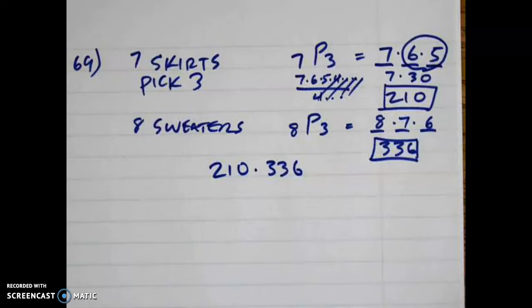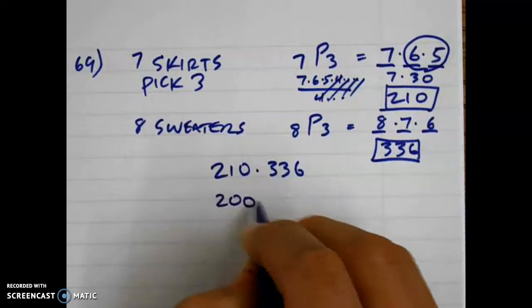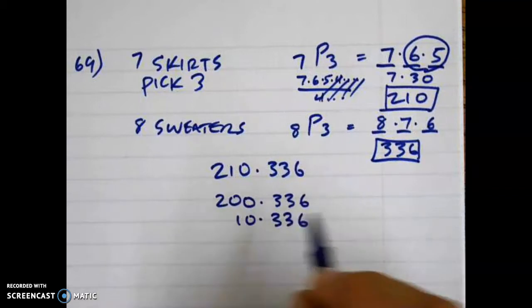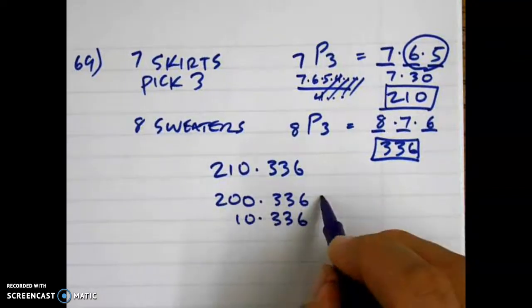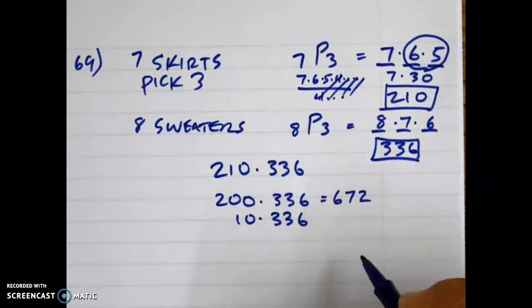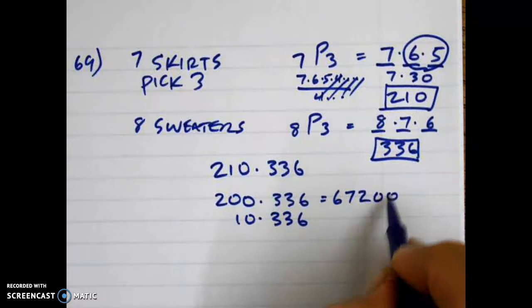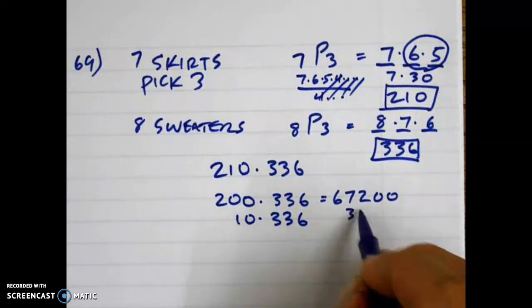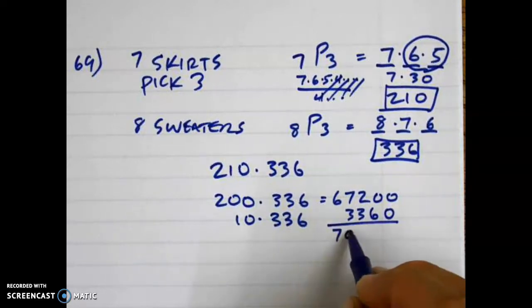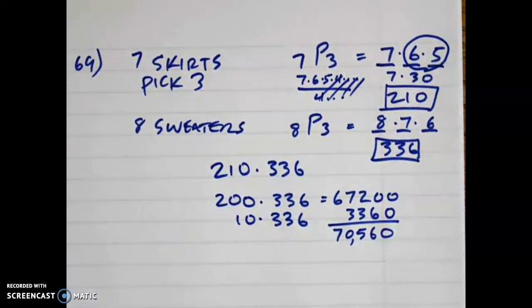Who wants to see how to do this without a calculator? Double this. Double it, you get 672. And put 2 zeros at the end. And 336 with a 0 at the end. And just add them. Okay, just a little mental math trick. Any questions?